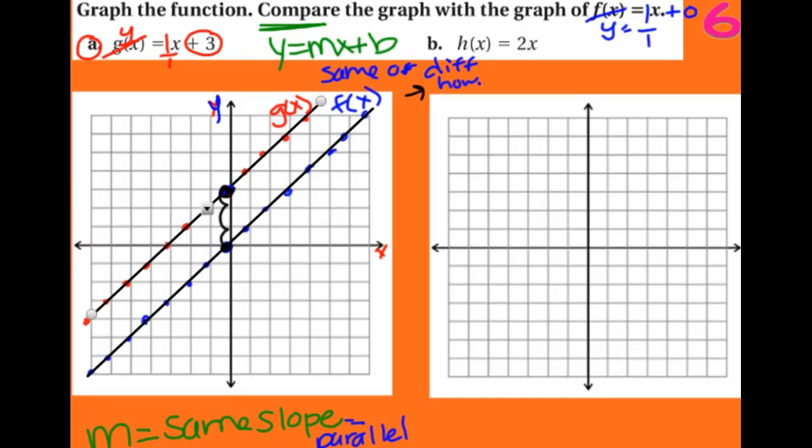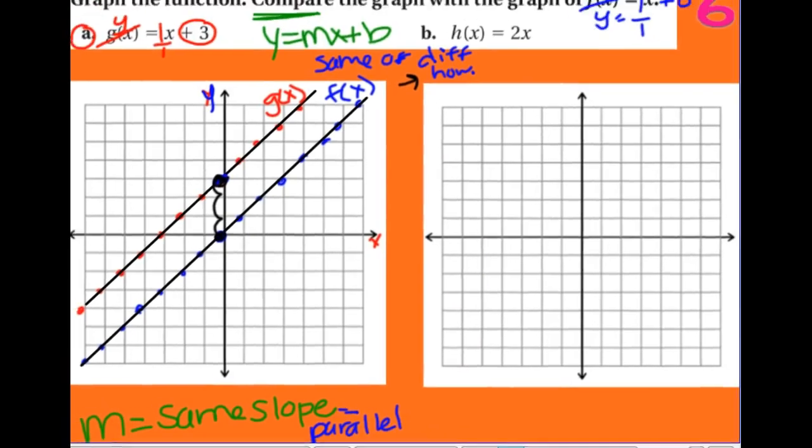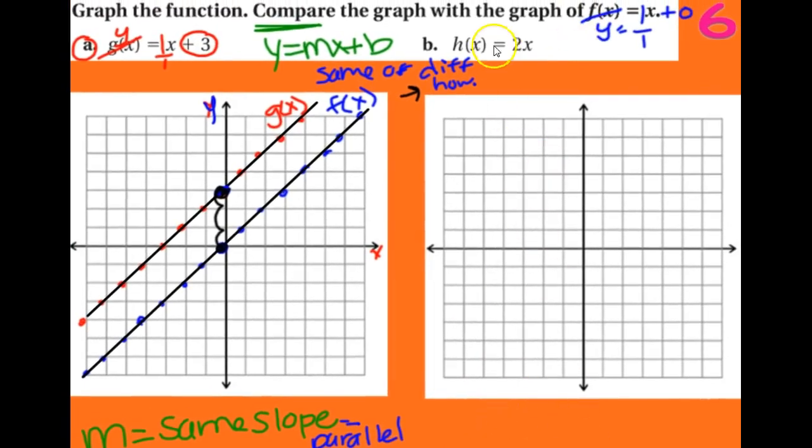Let's graph this next one over here. Always first, graph your parent function, right here. Starting at 0, our slope is rise 1, run 1. Or down 1, 1 to the left. So there's my line.